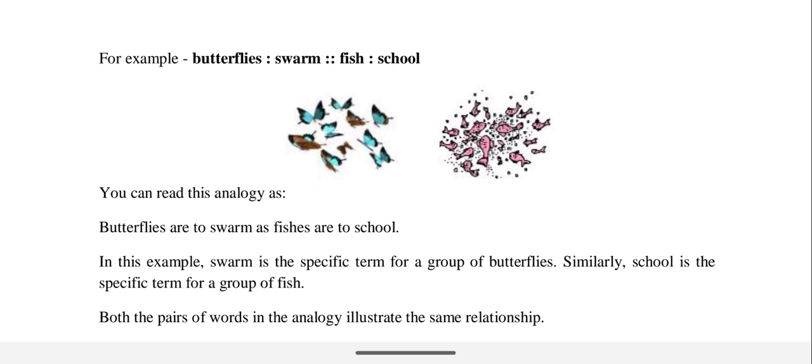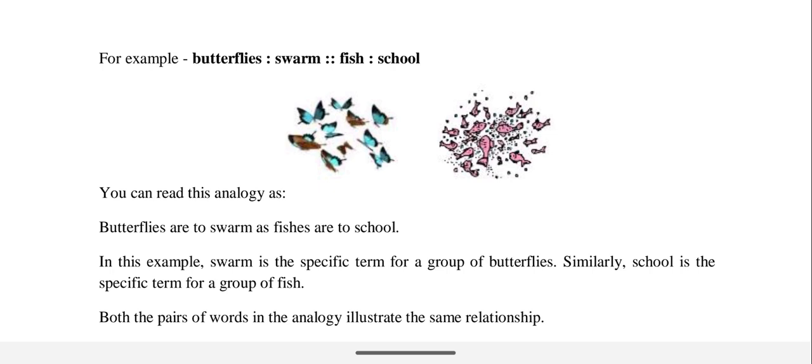So butterflies are to swarm, fishes are to school. So a group, each group has a different name. Like we call a group of butterflies a swarm. So in the example, butterflies are to swarm and fishes are to school. In the example, swarm is the specific term for a group of butterflies.